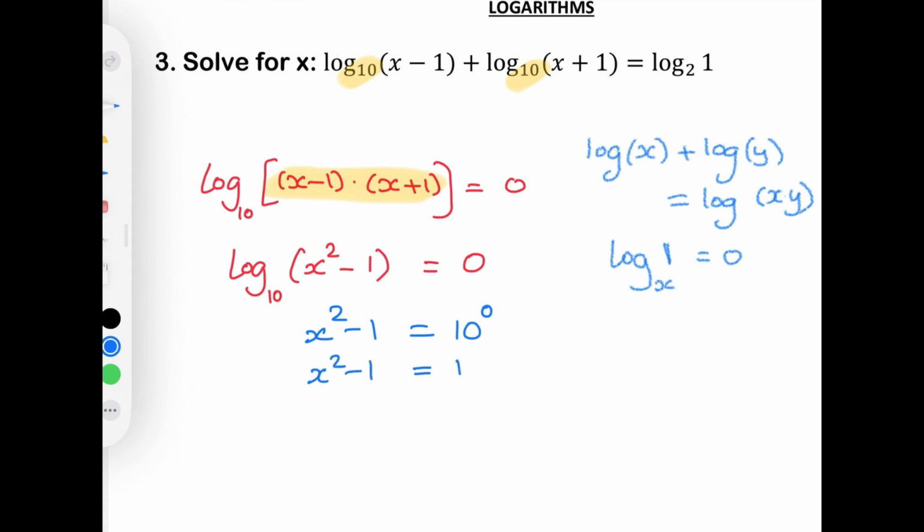Transposing negative 1 to the other side, we get x squared equals 2, and therefore x is equal to plus or minus root 2.